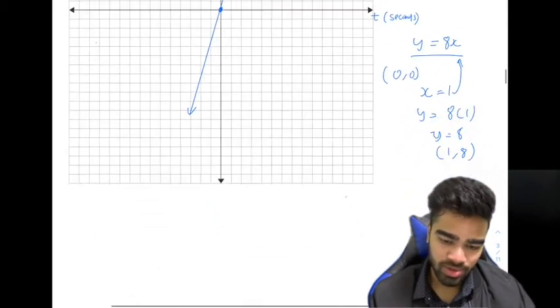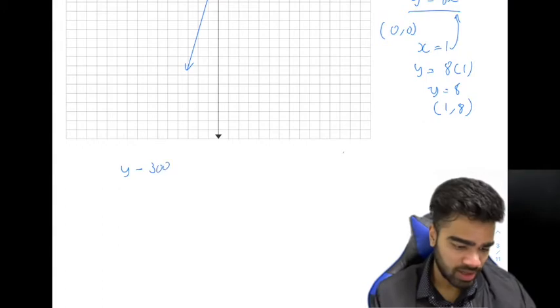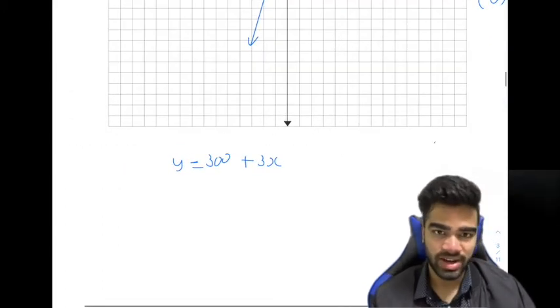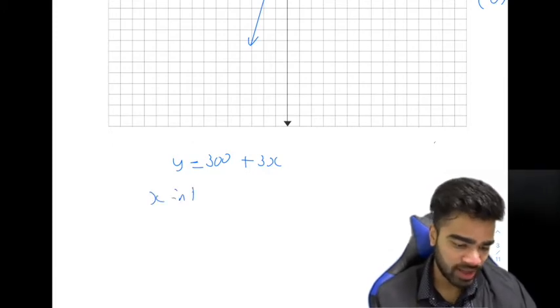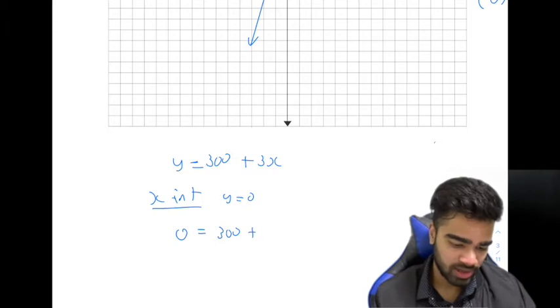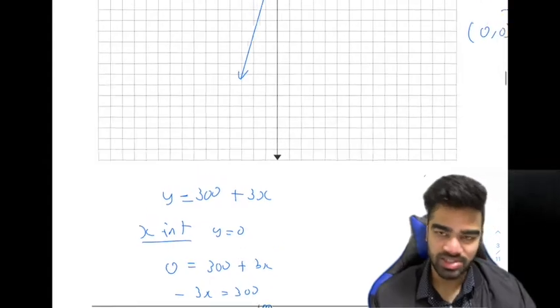Okay. Next, we need to sketch this graph. So y is equal to 300 plus 3x. So remember, if it's like this, then you find the x-intercept and y-intercept. To find the x-intercept, we're going to make y equal 0. 0 is equal to 300 plus 3x. Negative 3x is equal to 300. x is equal to negative 100. I just did that quickly.